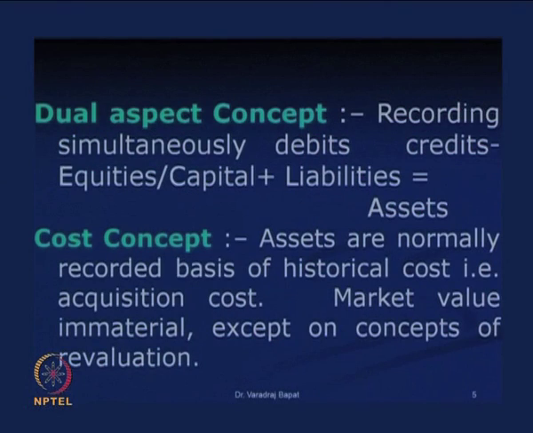Let us go to the next concept. The next concept is known as the cost concept. Assets are normally recorded on the basis of historical cost, that is the acquisition cost, and market value is immaterial. Suppose I purchase machinery at 1 lakh rupees, and because a new model has come, the value of this machinery has gone down to 80,000. Still, I will record the machinery only at 1 lakh.